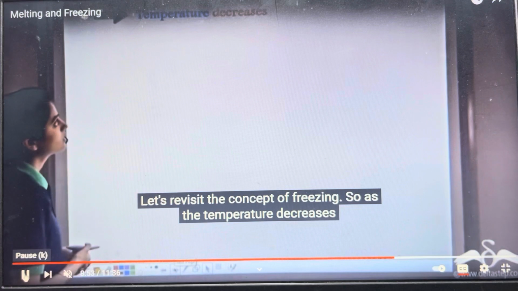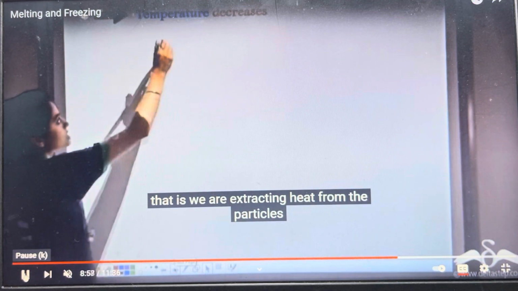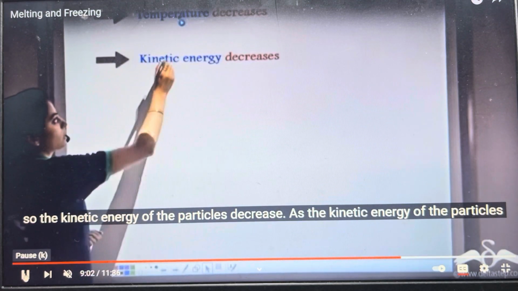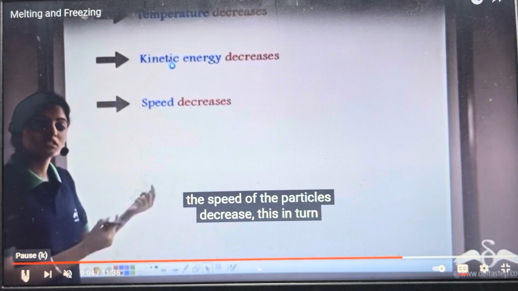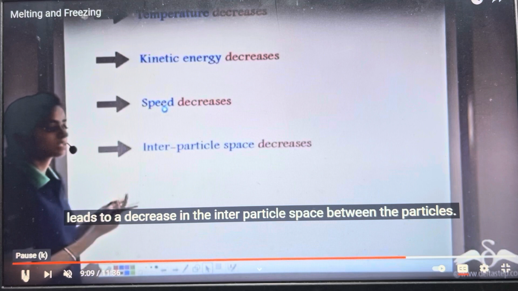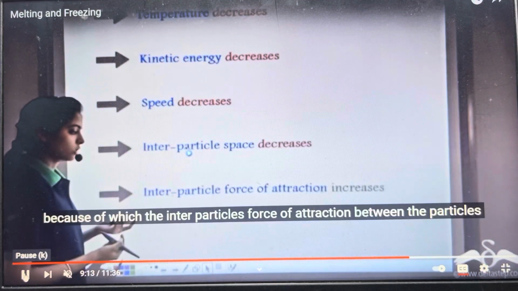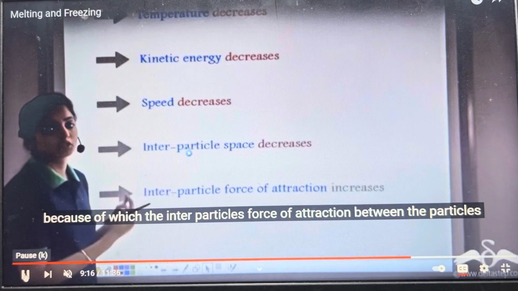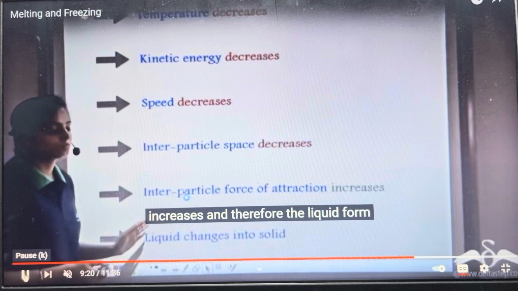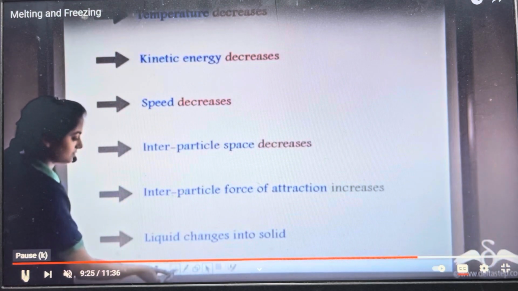Let's revisit the concept of freezing. As the temperature decreases, that is, we are extracting heat from the particles, the kinetic energy of the particles decreases. As the kinetic energy of the particles decreases, the speed of the particles decreases. This in turn leads to a decrease in the interparticle space between the particles, because of which the interparticle force of attraction between the particles increases, and therefore the liquid form changes into the solid form, and this is the freezing point.